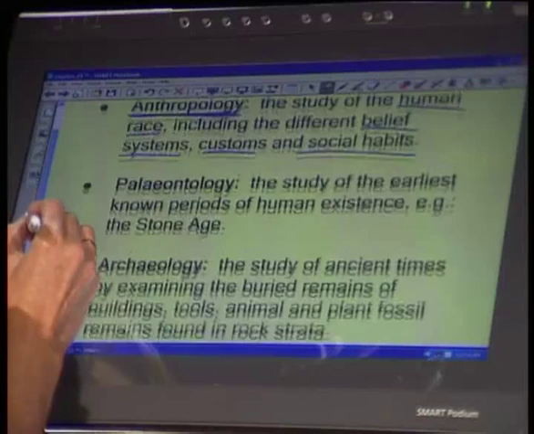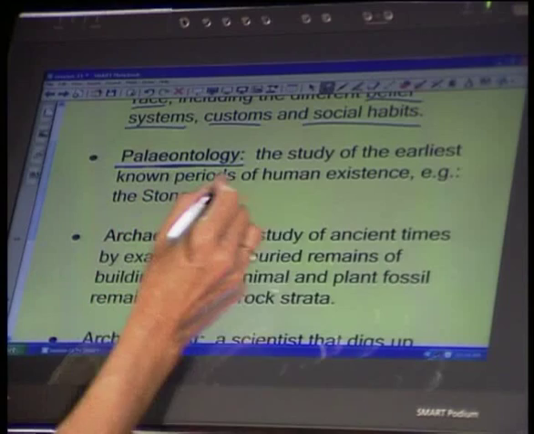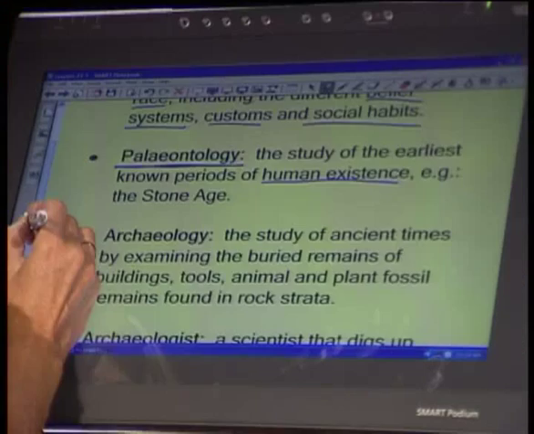Then paleontology, that is the study of the earliest known periods of human existence. And here you'll go through all the different ages, so for example, the Stone Age and the implements people used, etc. So paleontology is slightly different from anthropology. Then we get archaeology.